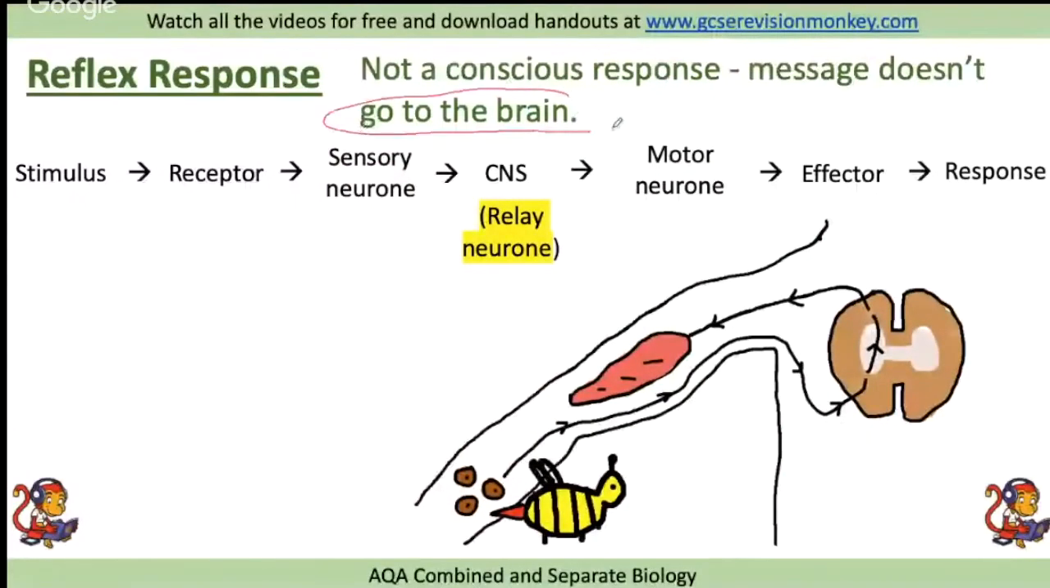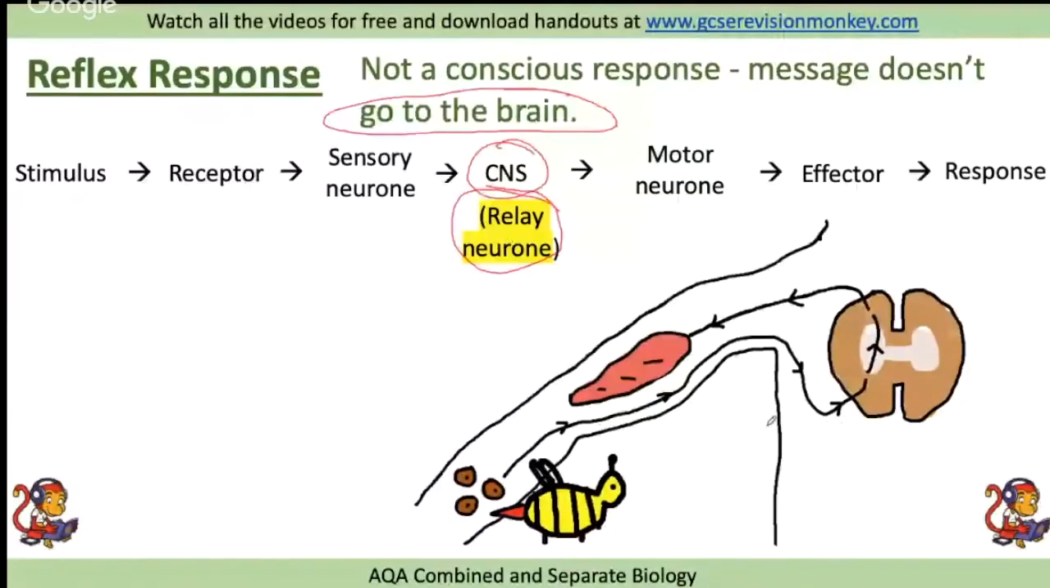So reflex response then, sometimes you have a very, very quick response and it doesn't go to the brain to be coordinated. So normally our central nervous system means that the signals go up the spinal cord to the brain and that coordinates the response. That's the coordinator. However, in this case, the message just nips across the relay neuron instead, which is in the spinal cord. So you might see a diagram that looks a little bit complicated like this.